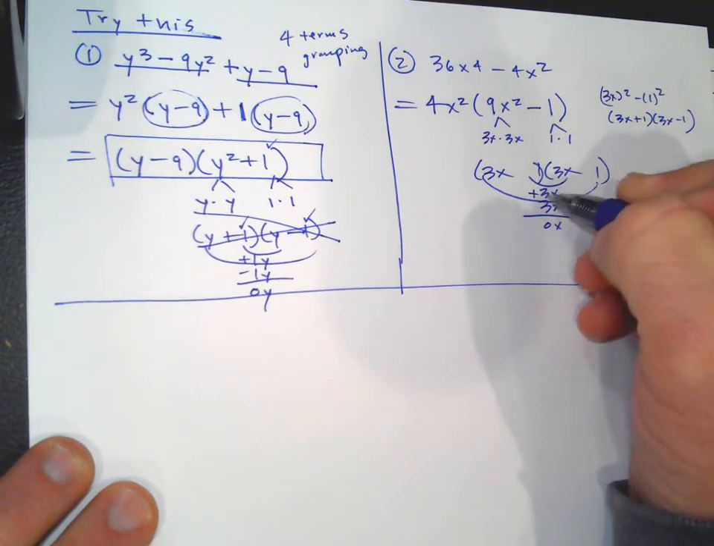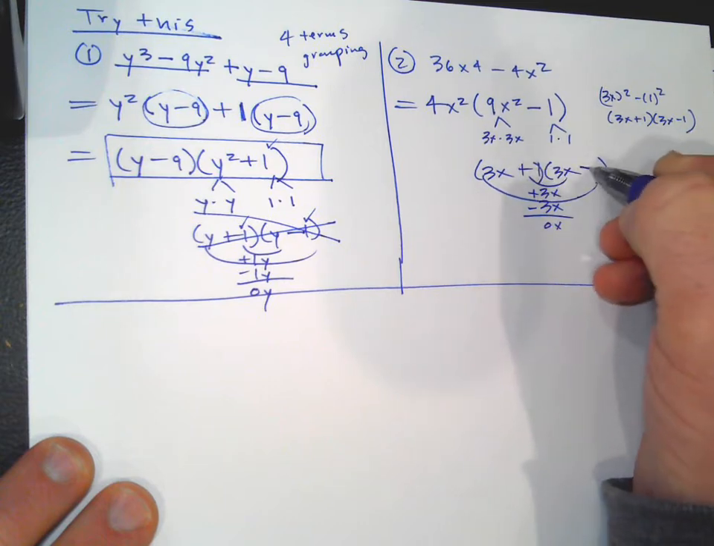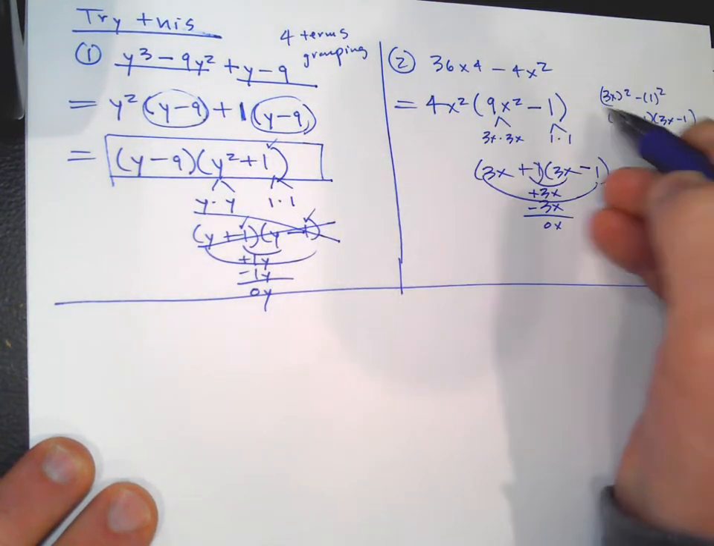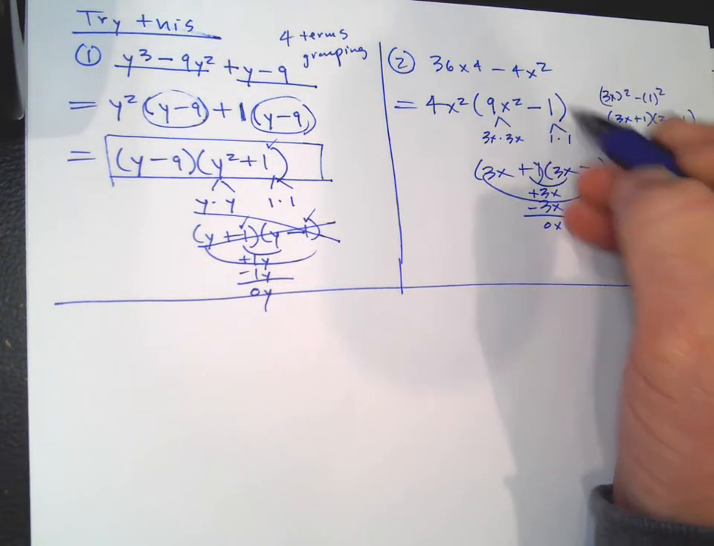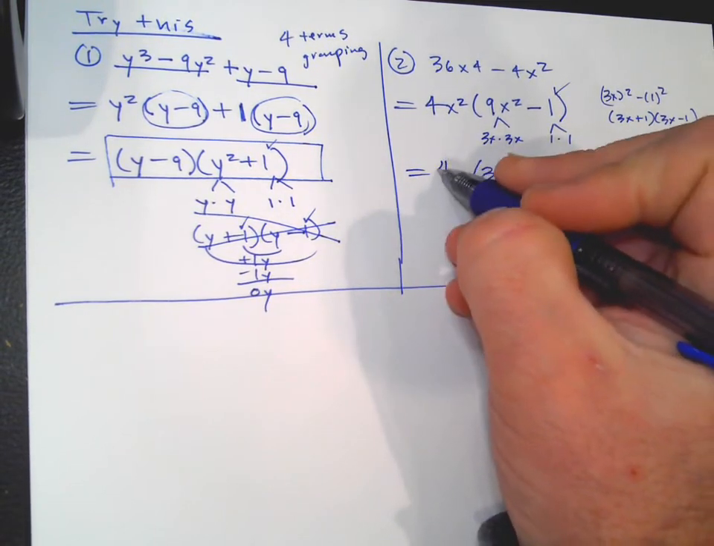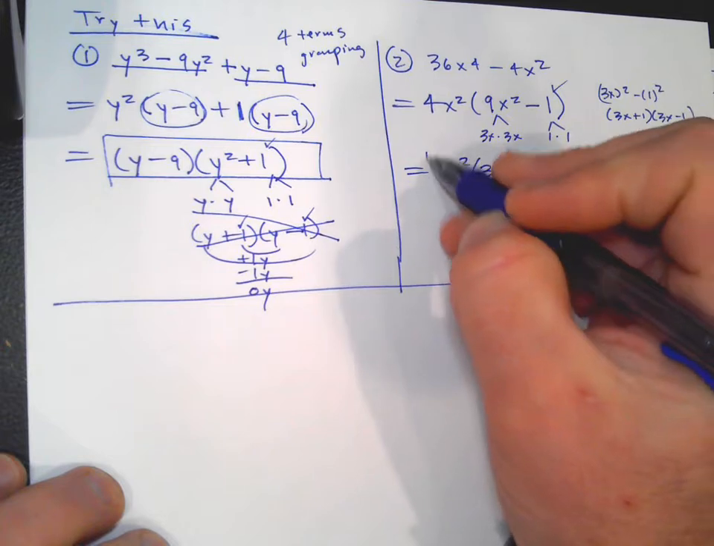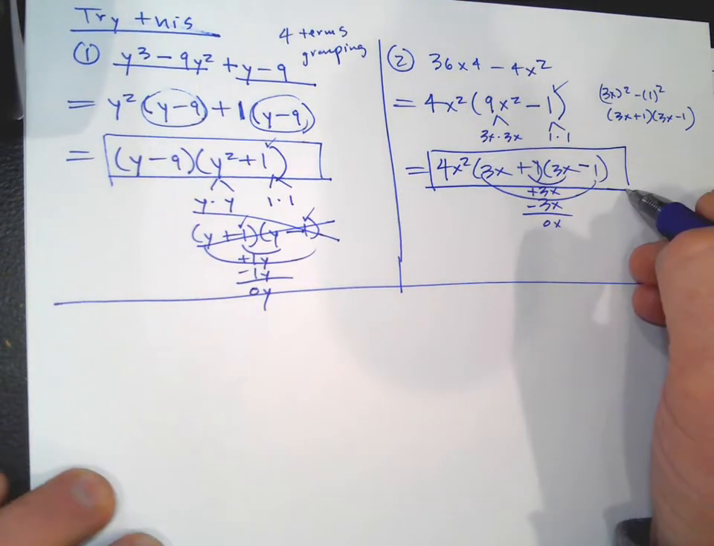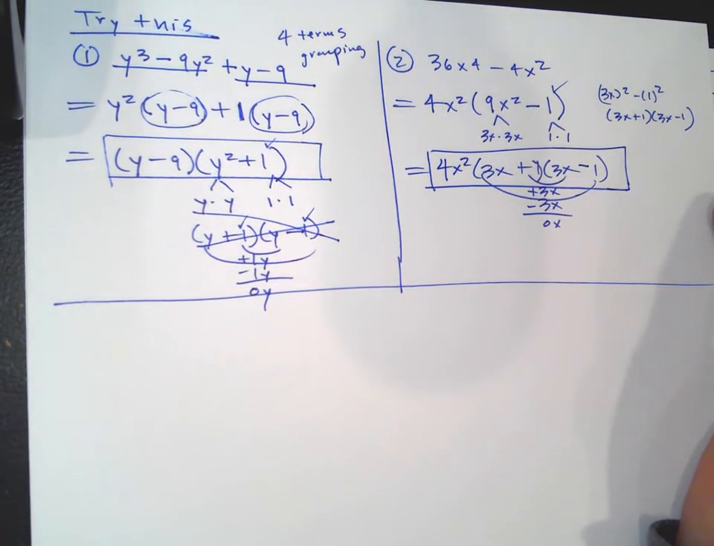So one's positive, one's negative. This time it makes sense. It didn't make sense the last time. But see, +1 times -1 is -1. So that's good. And that's it. Don't forget the GCF. And we're not solving these. There's no equal sign to begin with.